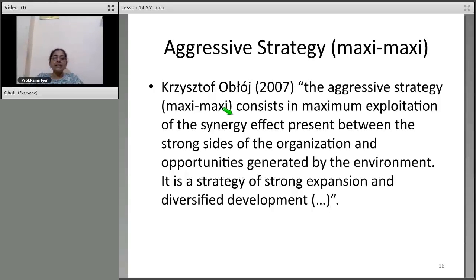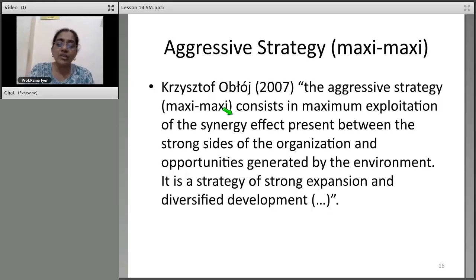Okay. What he's saying is, this aggressive strategy, what we call maxi-maxi, no? What we are saying is, you use your strengths to exploit all your opportunities to the maximum effect. So there's a synergy. Synergy means it works well together. That is what synergy means.